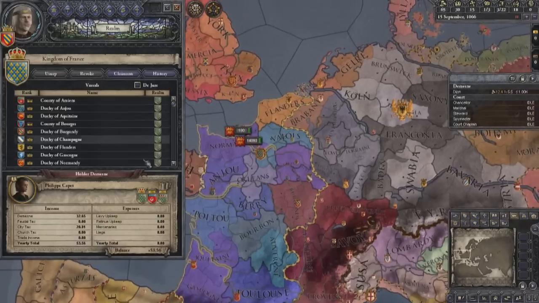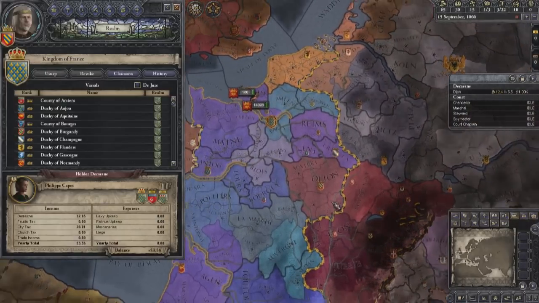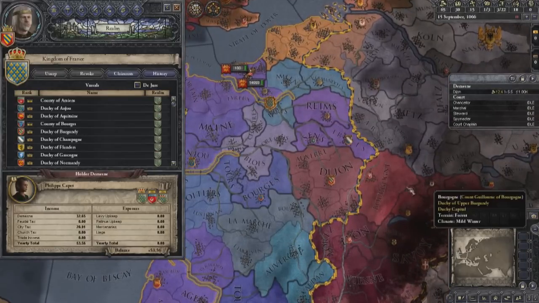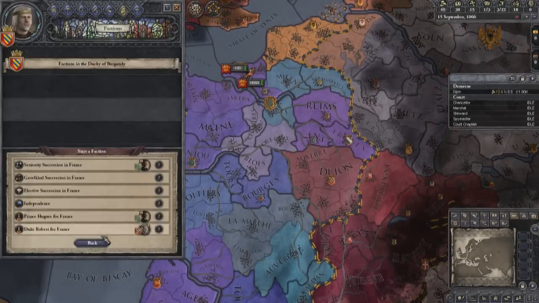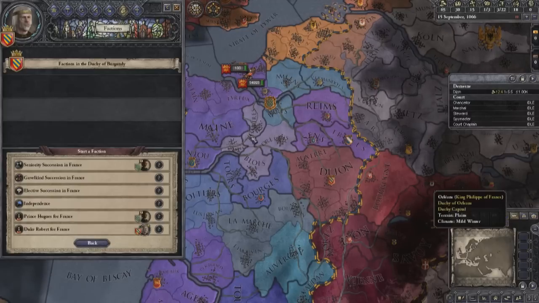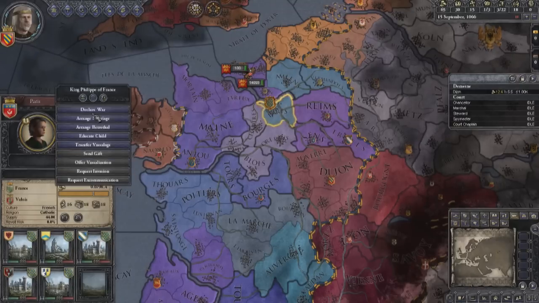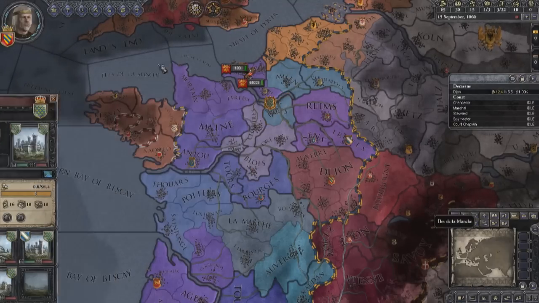And now, you can see I have a claim, as I mentioned, on the Kingdom of France. Somebody who has a claim on a title can try to take it for themselves. If your liege has a title that you could go for, you can found a faction. Otherwise, you could just declare war, which I could do anyway.